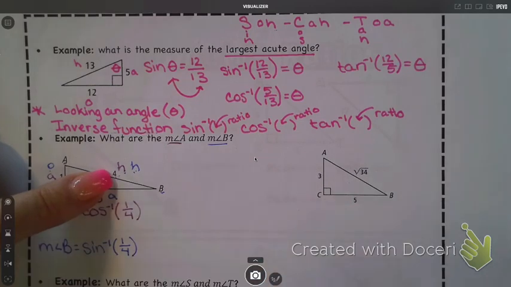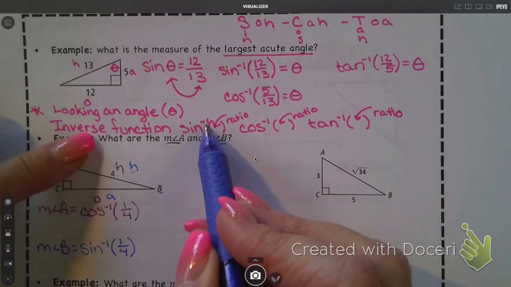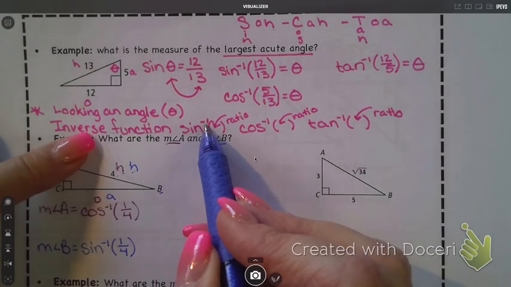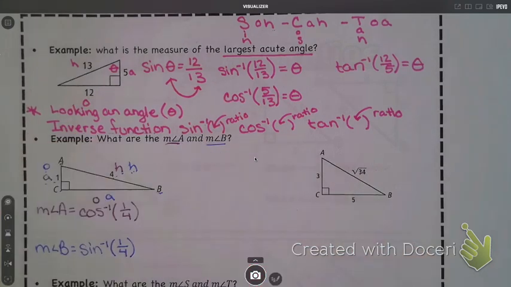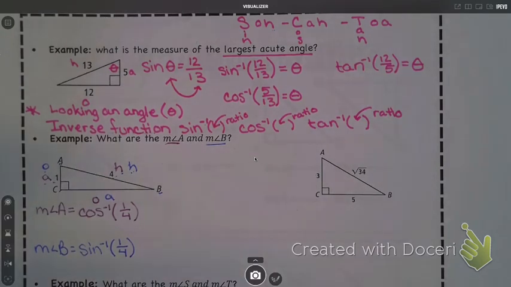Does that make sense? So what is it, negative 1? The negative 1 just shows you that it's an inverse function. You don't have to worry about it. I will show you where it's at on the calculator, and you push the button. Okay? In Algebra 2, you learn how to find those. Not in here. And actually, you never find them with sine, cosine, and tangent. They're just there.